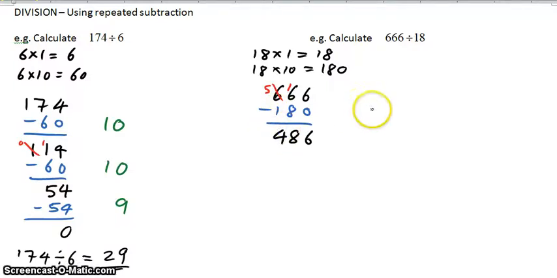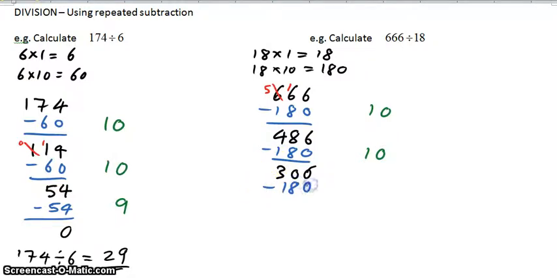What have you just done? You've taken 10 lots of 180. Can you do that again? Yep. I can. 6 take away 0 is 0. 6 take away 0 is 6. 8 take away 8 is 0. 4 take away 1 is 3. What have I done? Taken another 10 off. You see how this is working? Can I take one more off?